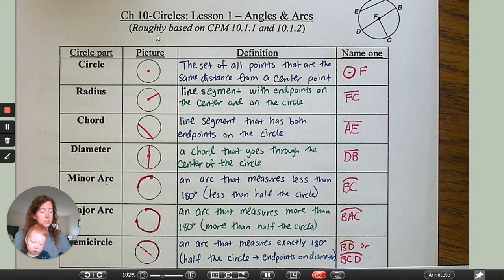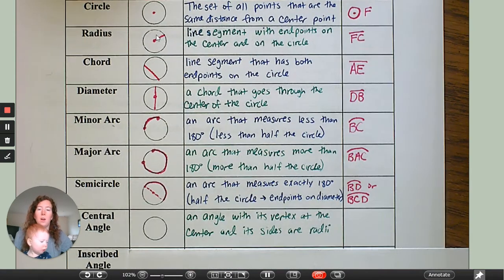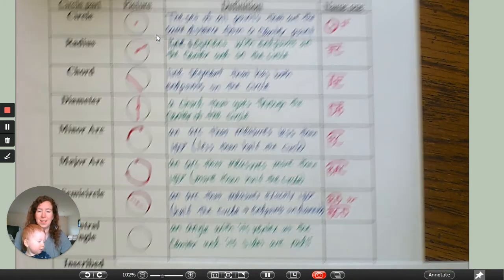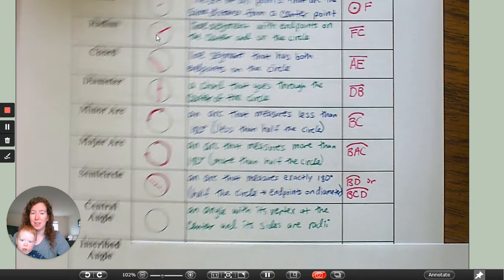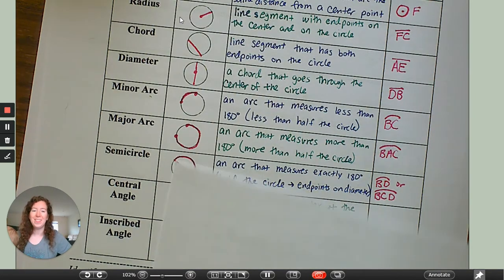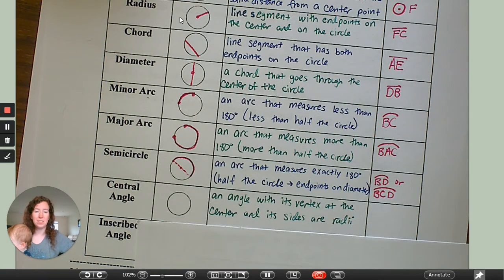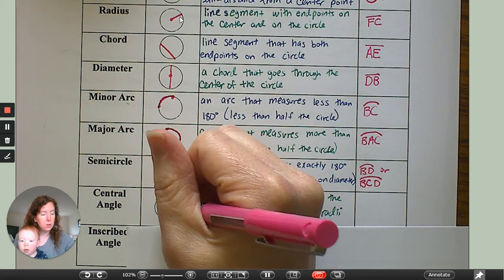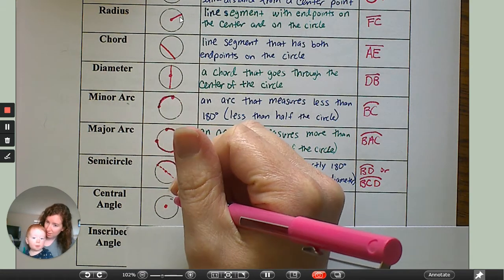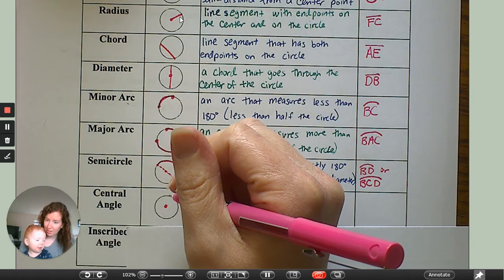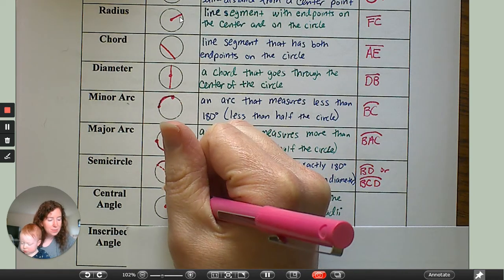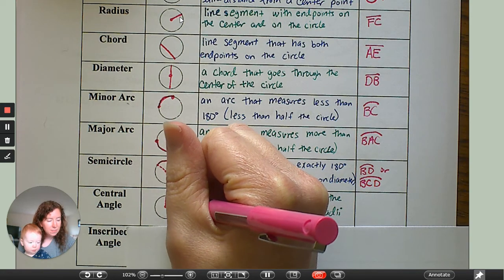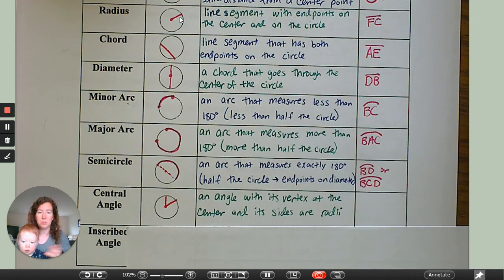Now the next 2 we're going to learn about are in fact angles, so we name them a little differently. We've got a central angle. A central angle is going to be an angle that has its vertex on the center of the circle, and the sides of this angle are radii, right? So 2 radii. So if I have my center here, we are going to have this one and that one. So that would be a central angle.